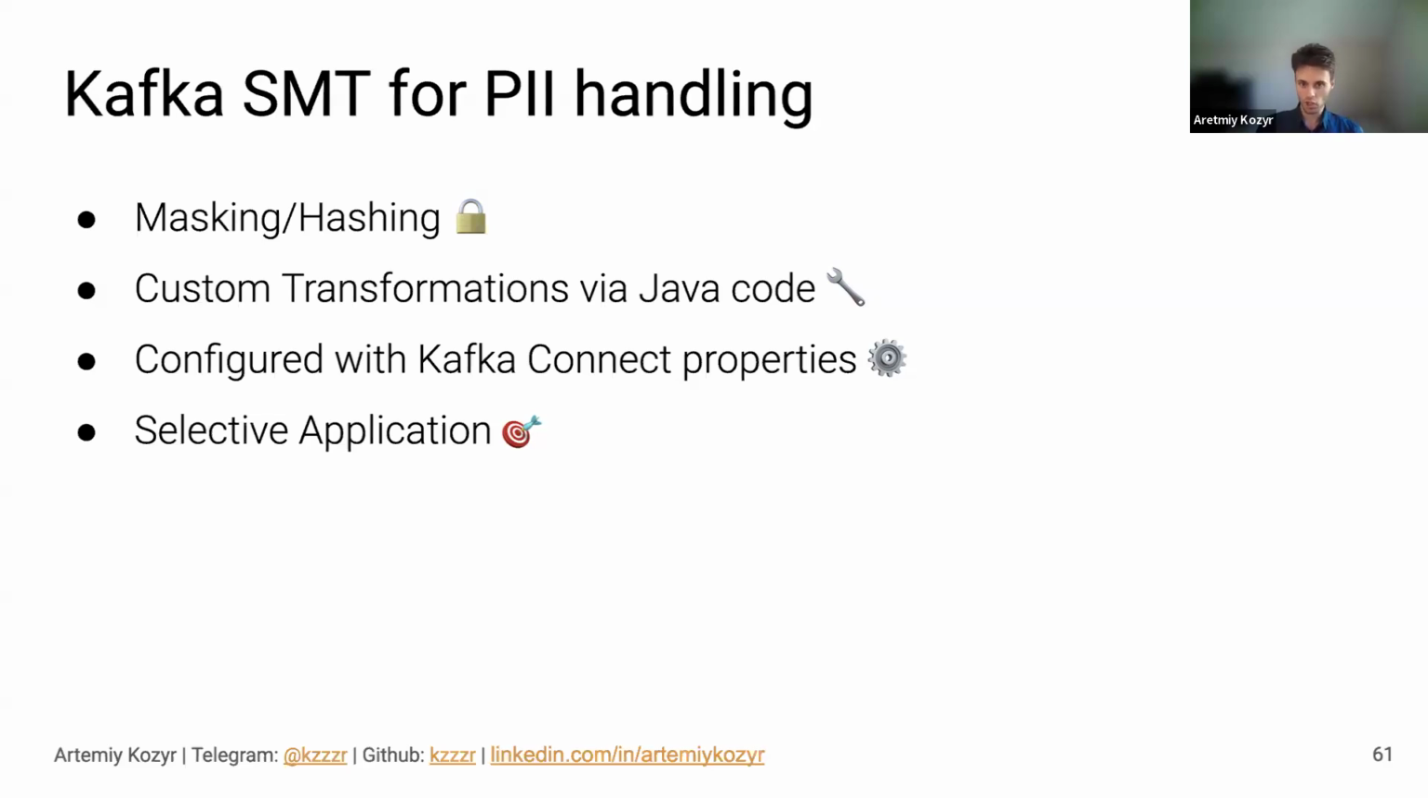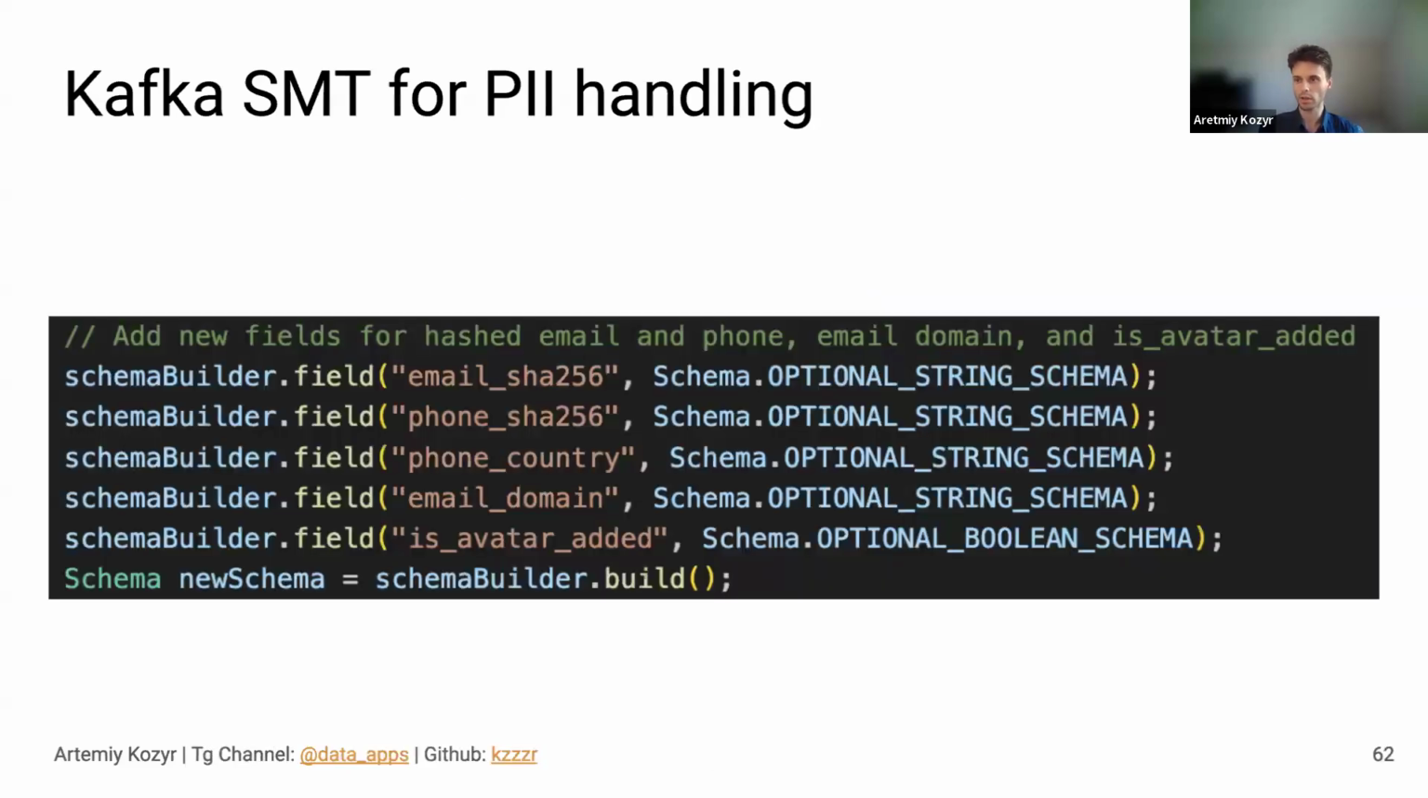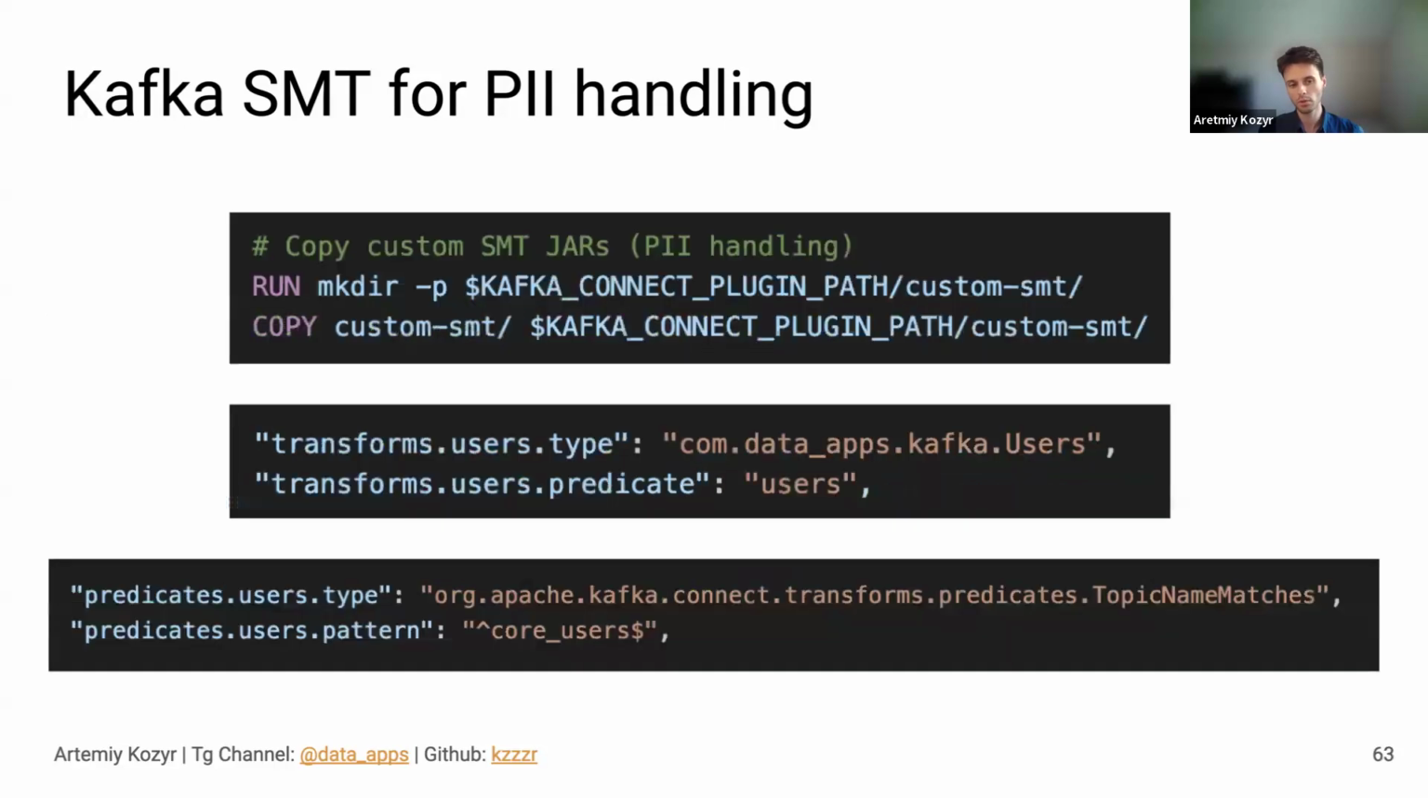It's done with Java code, in fact, but it's pretty simple, and this Java code can then be compiled and used with Kafka Connect properties selectively for specific topics. Here's an example. So there's simple Java code with new additional fields I would want to compute. So it's a hash, then the country based on phone number, the email domain, and a Boolean flag, is avatar added, for example.